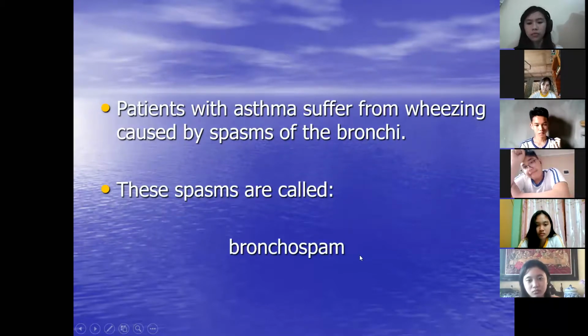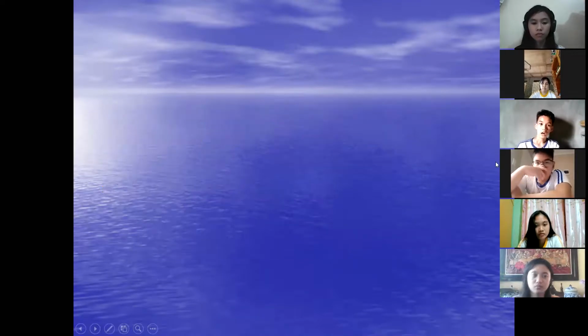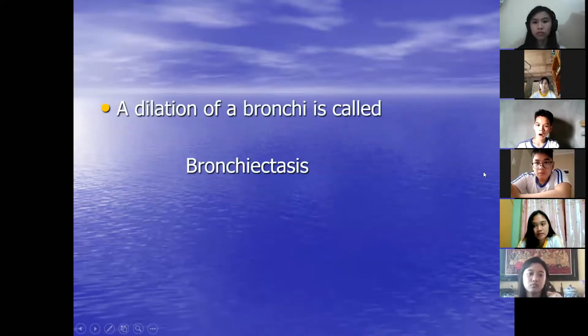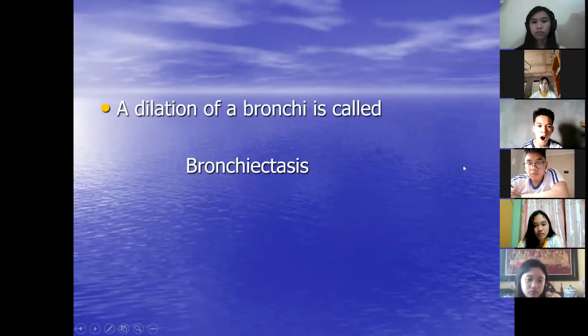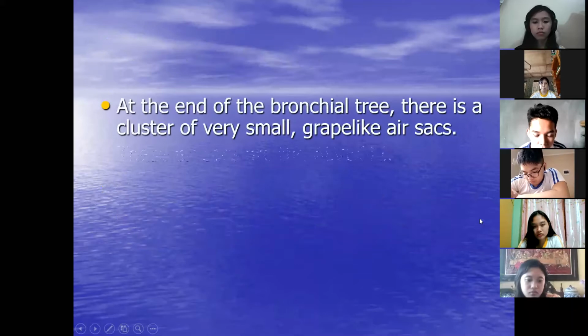Bronchospasm is an abnormal spasmodic reaction of your bronchus. Severe bronchospasm leads to asthma. Okay. Dilation of the bronchi is bronchiectasis. We have this a while ago. Not much with this one.